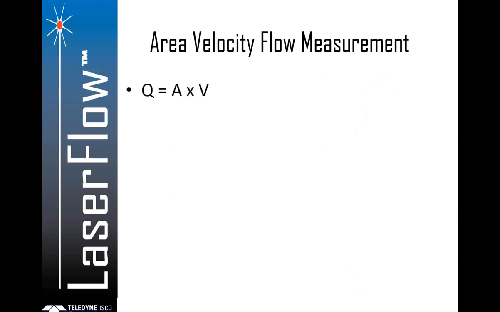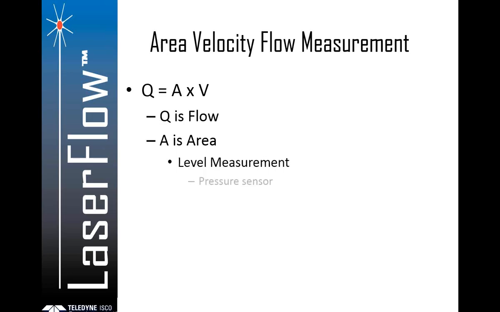Before we get started talking about advancements in non-contacting area velocity flow meters, I think it would be a good refresher to talk about the flow calculation commonly used. Q, which represents flow, equals A times V, where A is equal to area, and with an area velocity flow meter, we actually get our area from the pressure or ultrasonic sensor measurement.